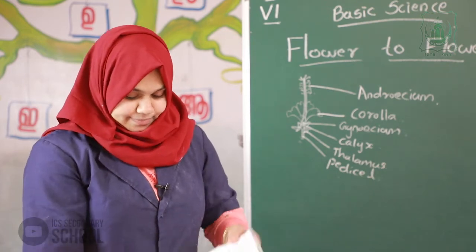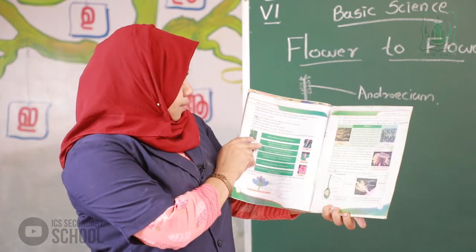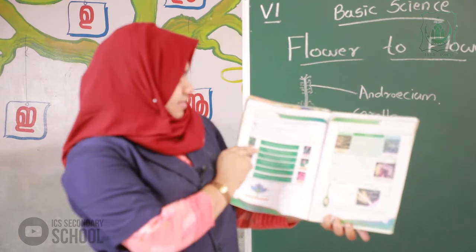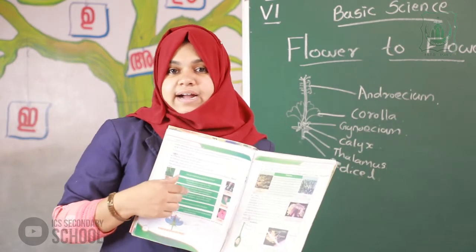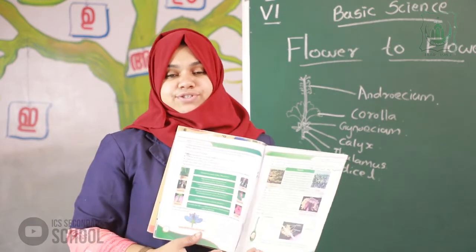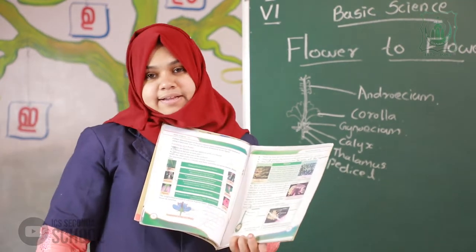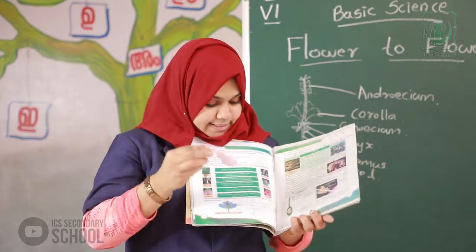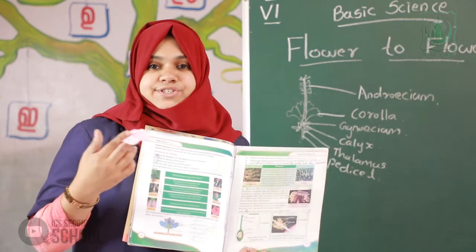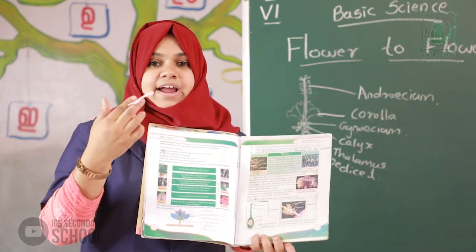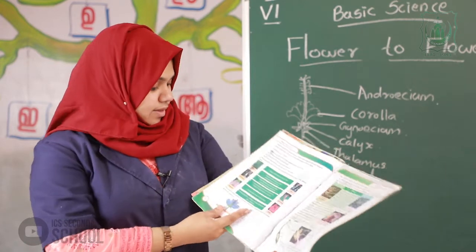The next function: provides color, fragrance and attractiveness to the flower. We know that is corolla. Corolla gives attractiveness, color and fragrance to the flower.